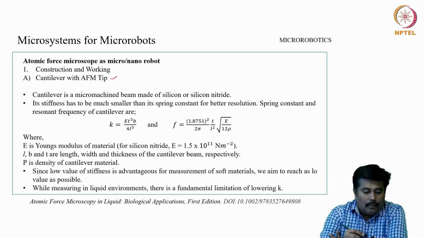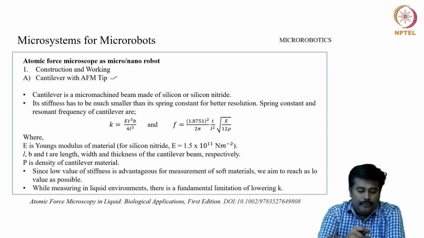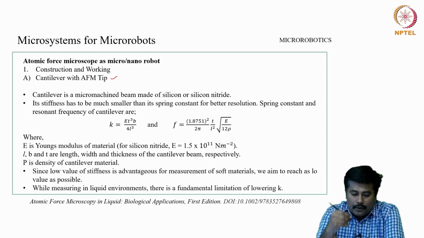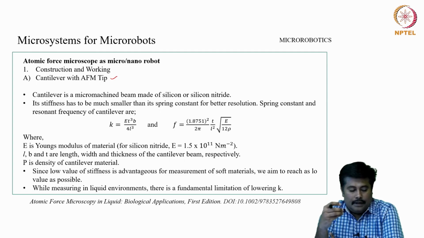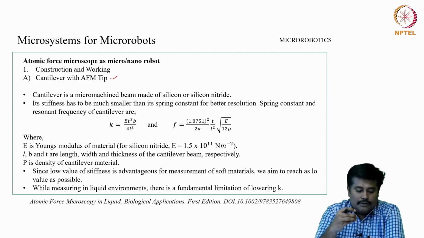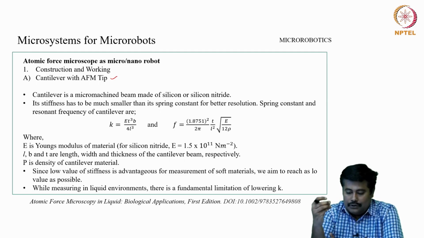Now, as far as the construction and working are concerned, the cantilever with the atomic force microscope tip is a micro machined beam, ideally made out of silicon or silicon nitride. Its stiffness has to be much smaller than its spring constant for a better resolution.